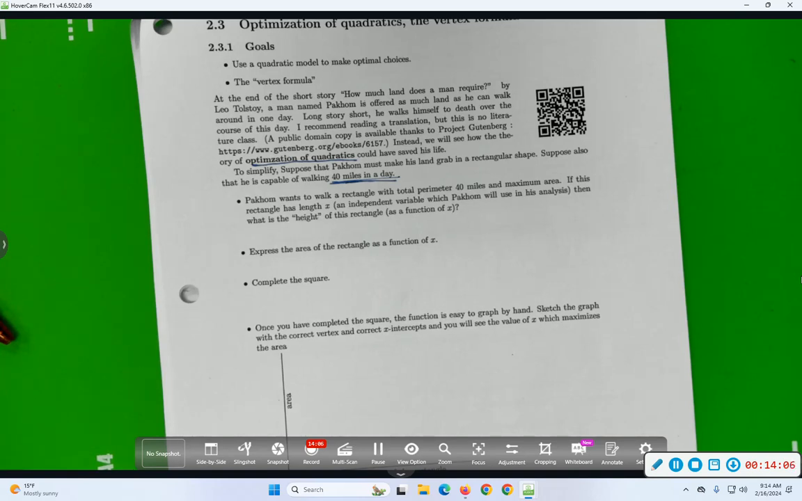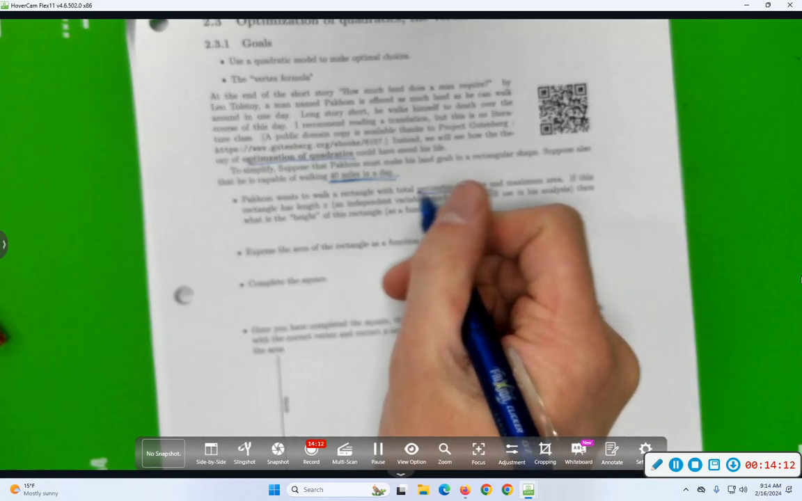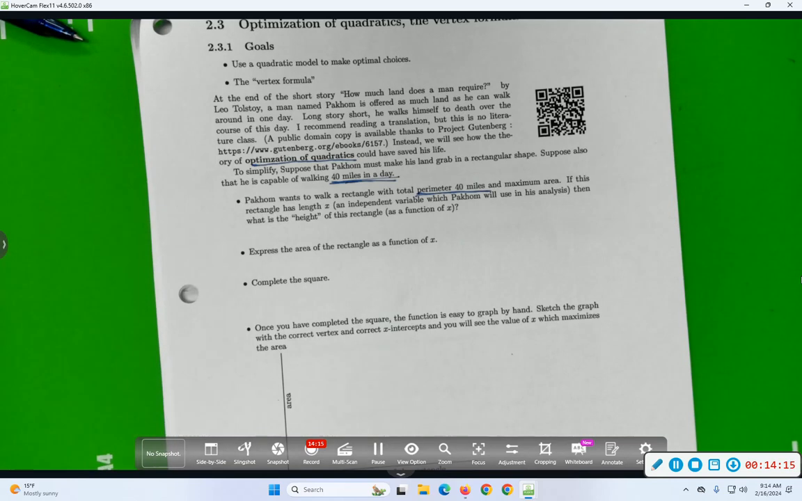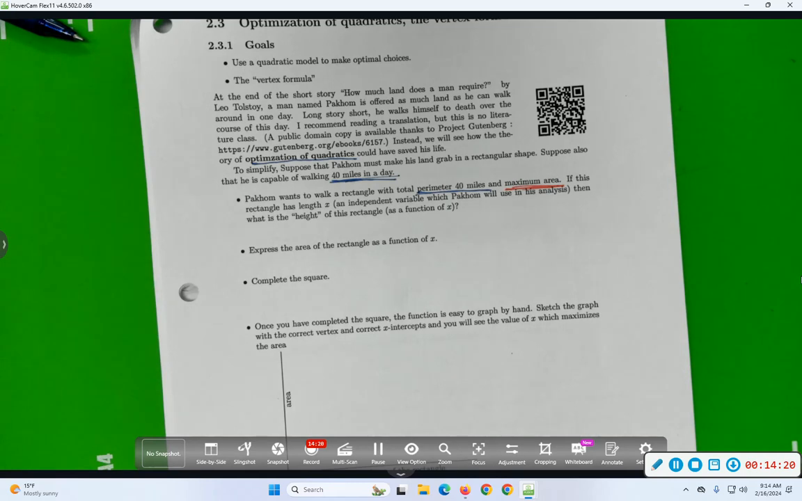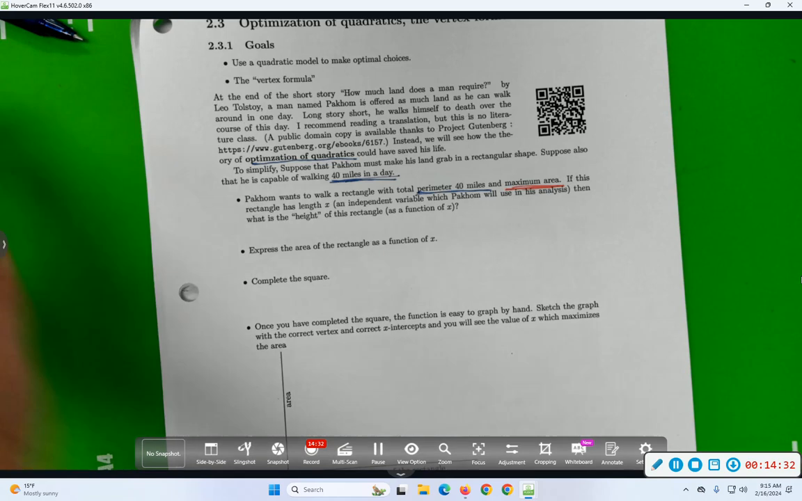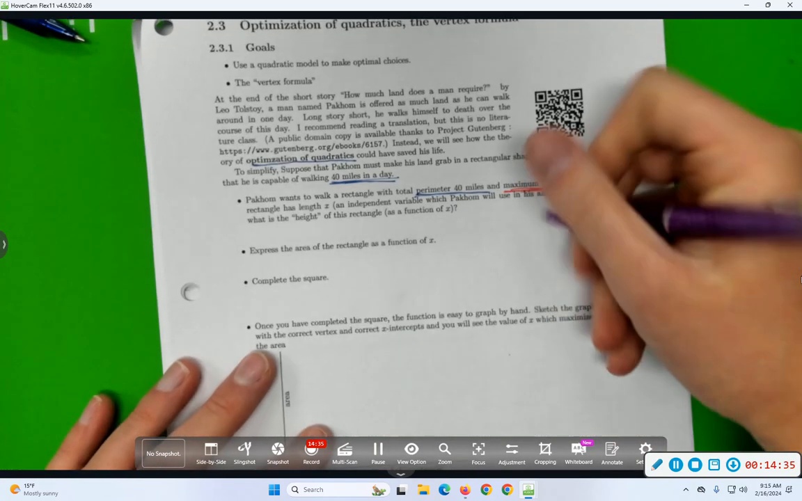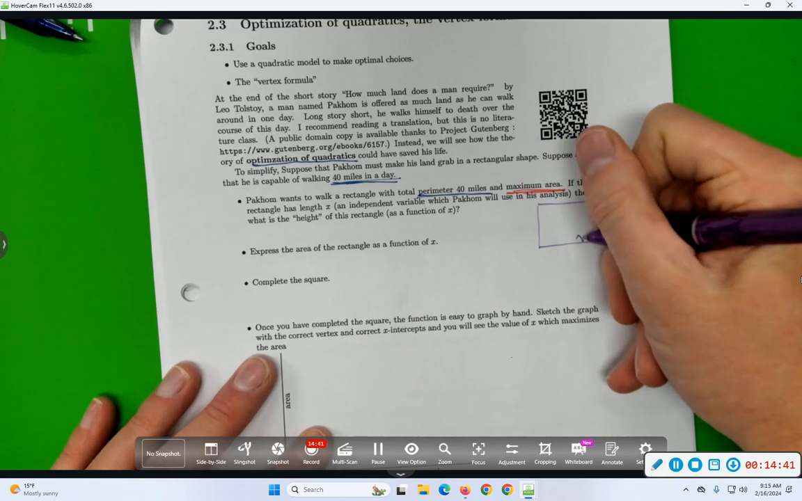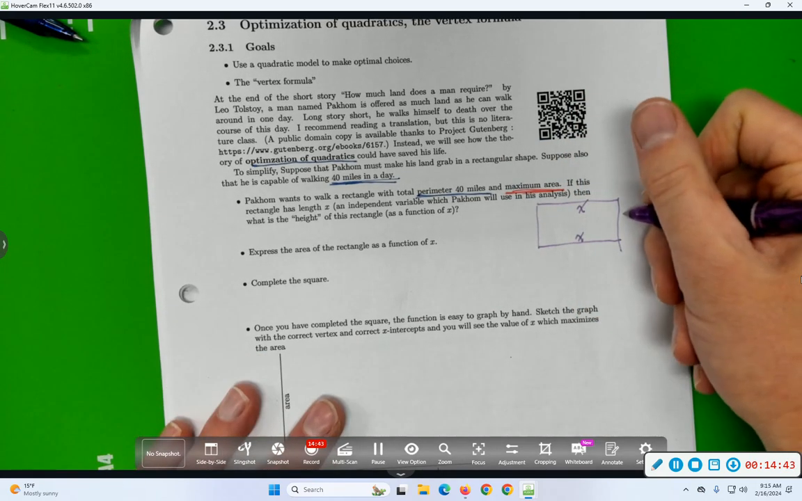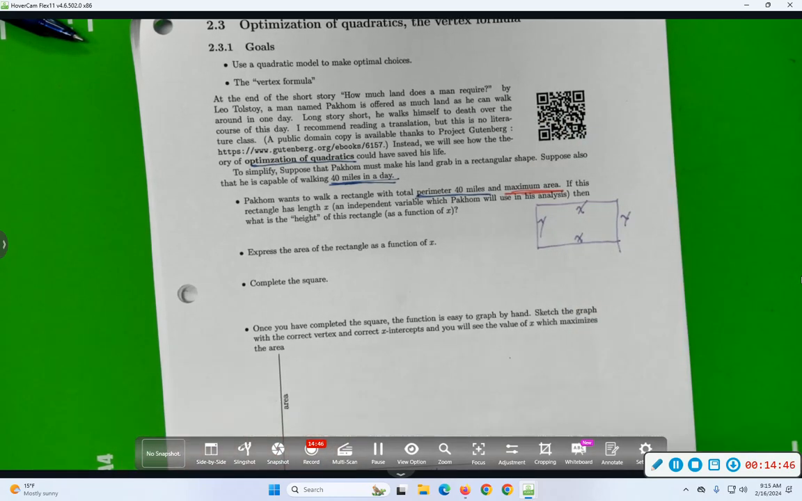So let's understand the question. Pahom is going to walk in a rectangle of total perimeter 40 miles. He wants to capture as much land as possible. He wants to maximize the area. So we're going to try to write down some function that spits out as its output area, and its input will be some decision that Pahom needs to make. So let's try to walk out what that is. So let's maybe draw a rectangle. So this rectangle has length x, he'll go x miles east and west. It'll have height y, y will be how far north-south he goes.